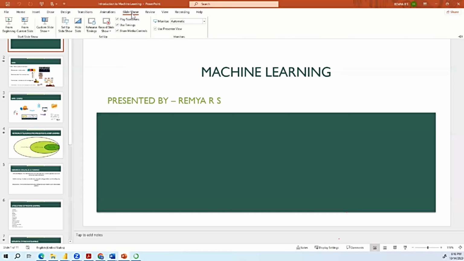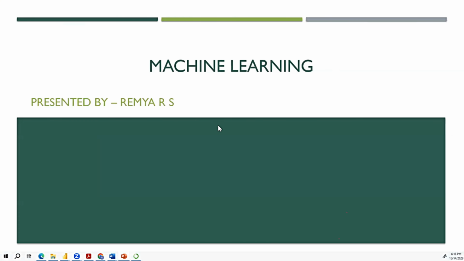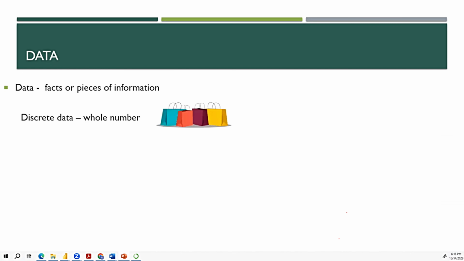So regarding machine learning, I just wanted to give you a glimpse of it so that you can understand the basics. Before understanding machine learning, you should understand about data. Data are actually facts or pieces of information. Like the discrete data, which is a whole number, in the sense like the number of shopping bags. It can't be 3.5 or 4.6. It will always be a whole number, isn't it?